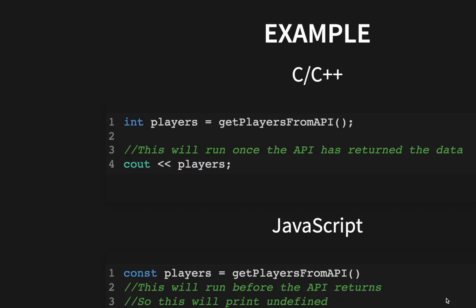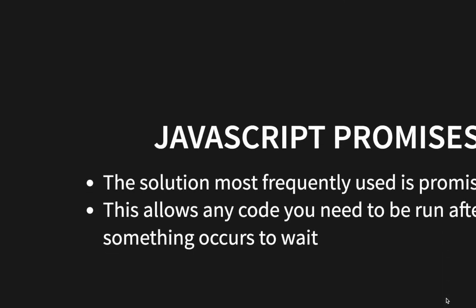So in these examples, in the C and C++ one, say I'm getting a number from a server somewhere, so I make this API call and set it equal to my variable. That will run, it'll go make the request, come back, set players, and then when I print it, it'll work. In JavaScript, however, this code below, if I do the same exact thing, it won't wait for the API to come back. It'll just print it, so players will be undefined when I print. So a common thing is promises.